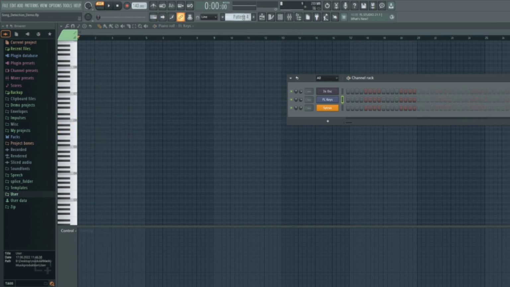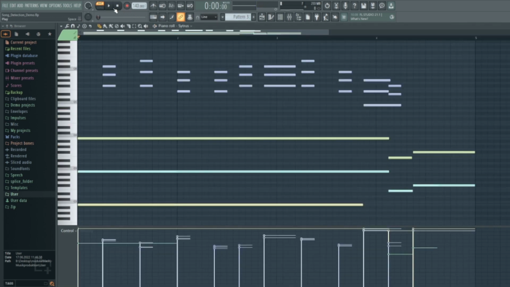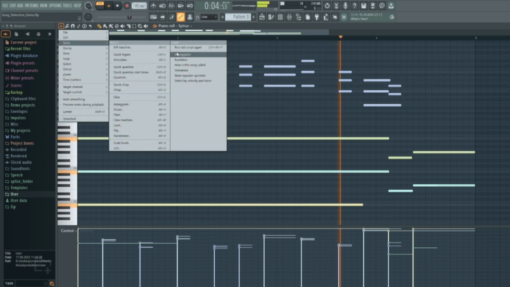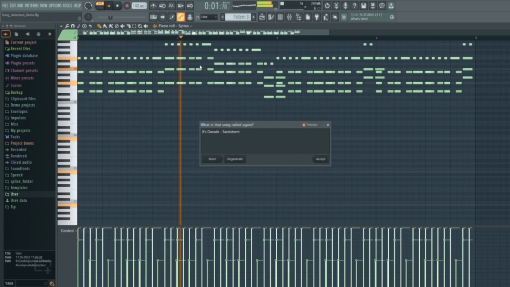So, pattern 3. Yeah. This sounds like it could be good in a rock song. But yeah, this has to be original, okay? So, yeah, what is this song called? How is this song called? Yeah, it's a Rooster song.